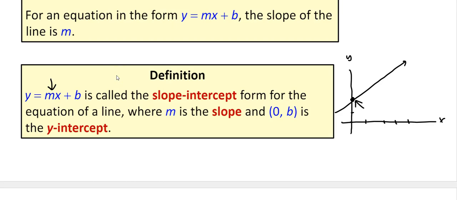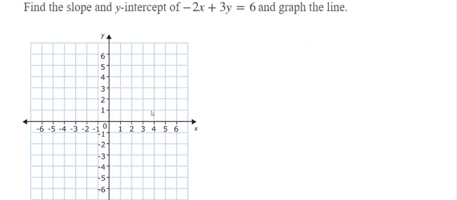Let's do an example real fast, and then we'll get into some more. Okay, find the slope and y-intercept of negative 2x plus 3y equals 6 and graph the line.